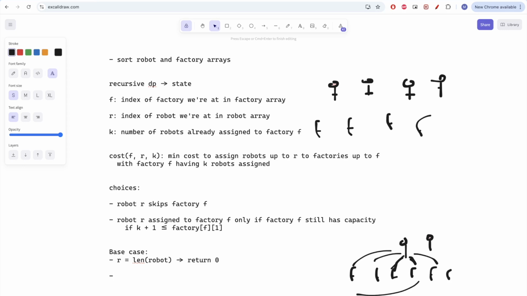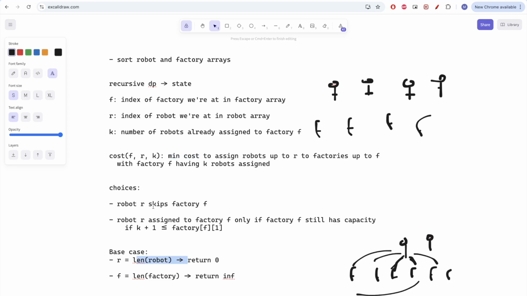Now, if we reached the last factory, but we haven't reached the last robot, that means we didn't assign all robots, so that's not a valid solution. So to exclude this case, we just need to return infinity so that it's not the minimum, so that the minimum is something else, where all robots get assigned.